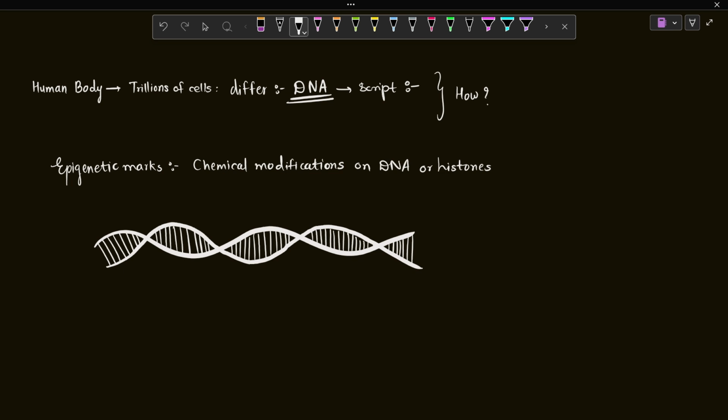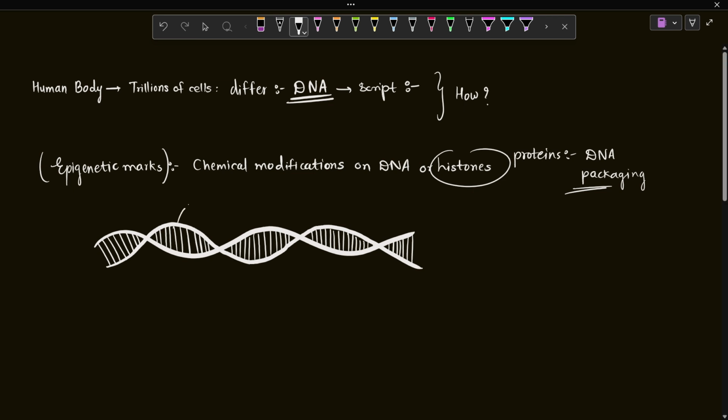Okay. Now, an interesting fact is that epigenetic marks can be passed down from parents to children. So these are the chemical modifications on DNA or histones. What are histones? Histones are the proteins which help in DNA packaging. Like, DNA is wrapped around those proteins and it is stored in the cell. So the chemical modifications on DNA and histones are what we call epigenetic marks.